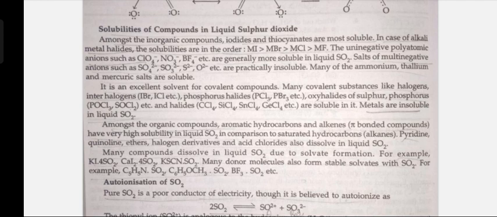Salts of multi-negative anions such as sulfates, sulfides, and oxides are practically insoluble. Most of the ammonium, thallium and mercuric salts are soluble. It is an excellent solvent for covalent compounds. Many covalent substances like halogens, interhalogens, phosphorus halides, oxyhalides of sulfur, phosphorus, etc. and halides are soluble in it. Metals are insoluble in liquid sulfur dioxide.